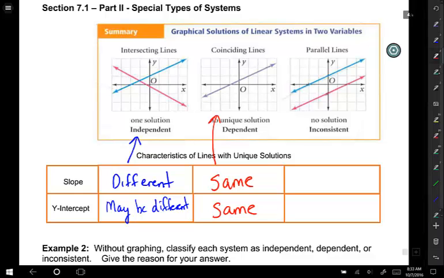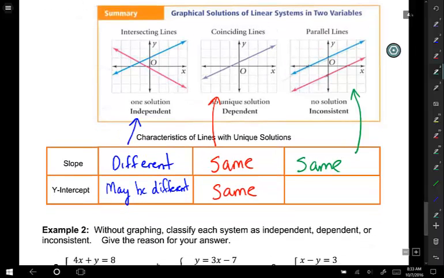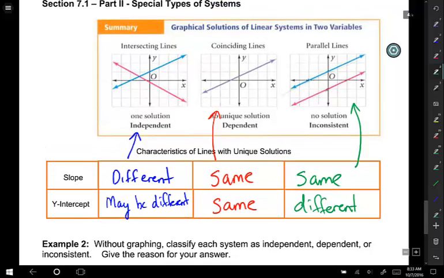And then our third situation, where they're inconsistent or no solution, they have the same slope, but a different y-intercept. So we did parallel lines and intersecting lines. We did independent and inconsistent, but we didn't do a dependent situation.